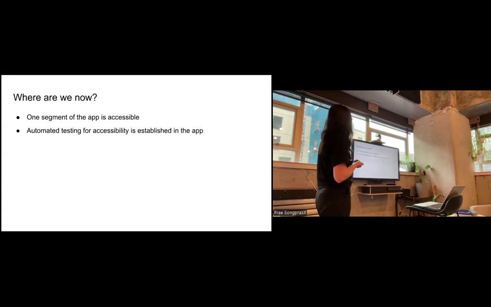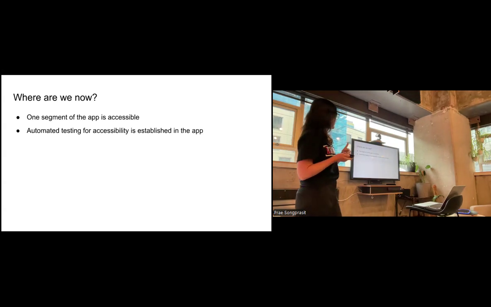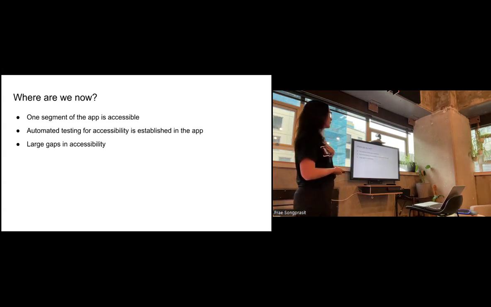We have introduced automated testing into our app, and that's a big piece of the puzzle that I'll be talking a little bit more about later. But that's a really big plus. If you can get automated testing into your code, that's going to take you a long way. We still have large gaps in accessibility across our product, and it can be quite difficult for us to identify exactly where those are.